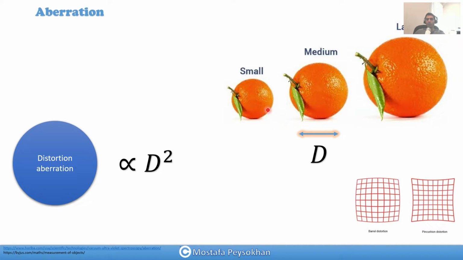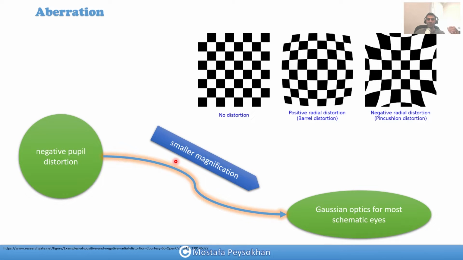So for example, when you have three different oranges, small, medium, large, the aberration for the largest one is the maximum, because it's a function of d to the power of 2. In our eye, we have a negative pupil distortion, and that negative pupil distortion causes the magnification to be a little bit smaller than the magnification predicted by Gaussian optics for most schematic eyes, like the Gaussian model. For the Gaussian model, we keep the pupil at constant diameter, but that is not quite correct.